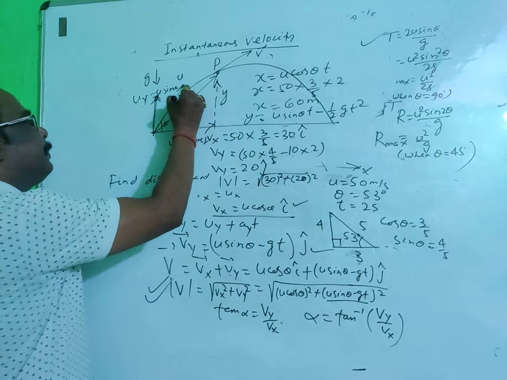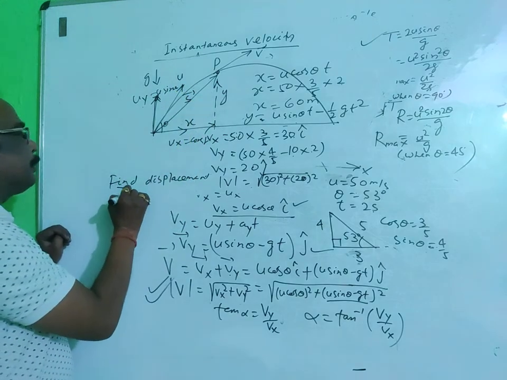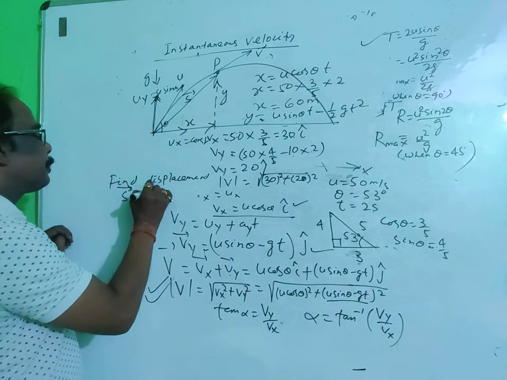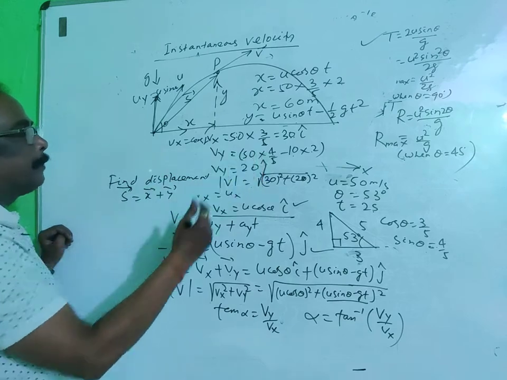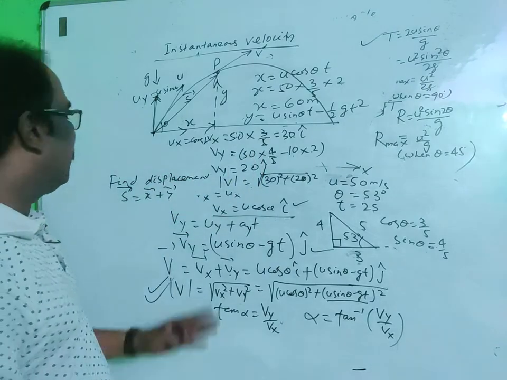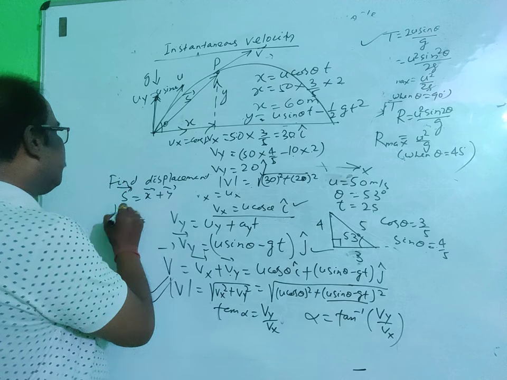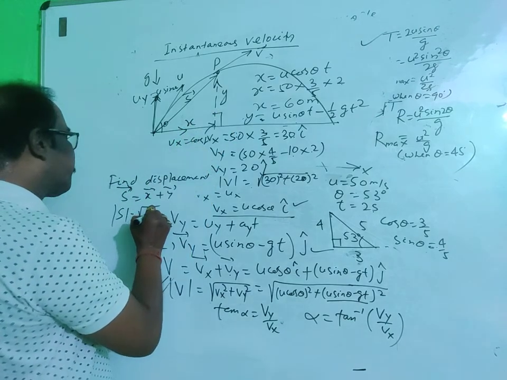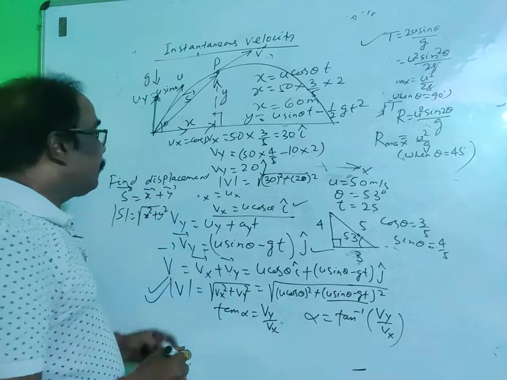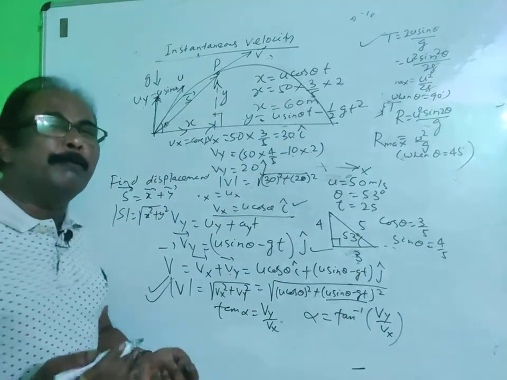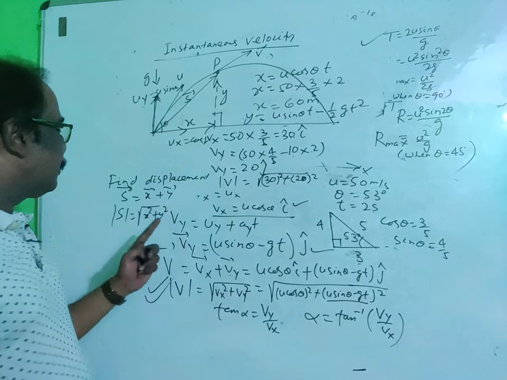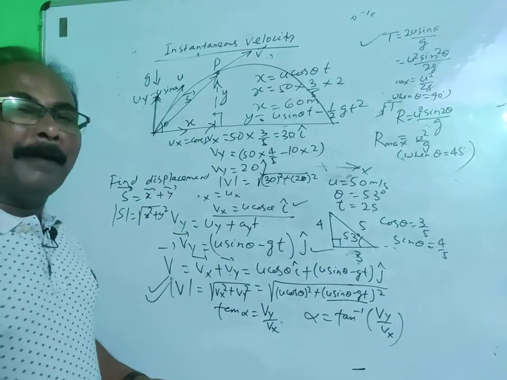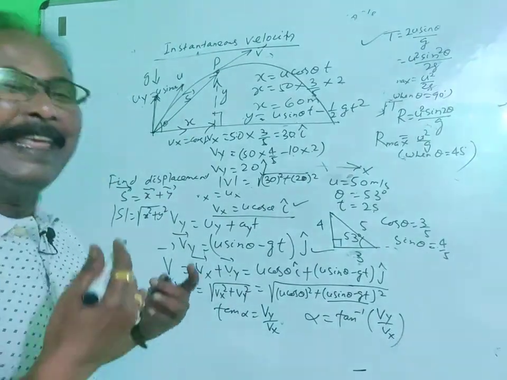Let the displacement vector be s, then s vector is equal to x vector plus y vector in vector form. You can take i cap and j cap and put them here. And the magnitude of displacement, since the angle between them is 90 degrees, is root of x square plus y square. You can calculate like this. So these are forms of question. I am neglecting the calculation. You can calculate better than me.